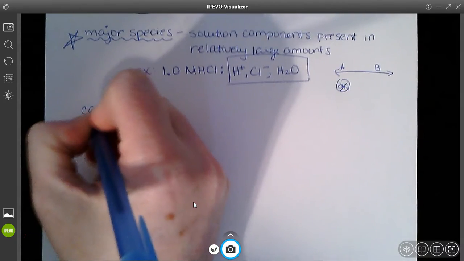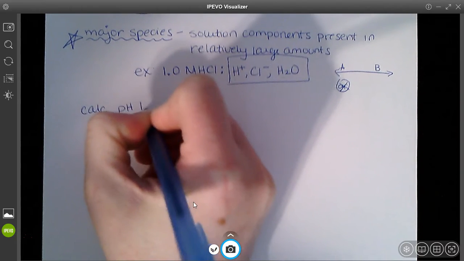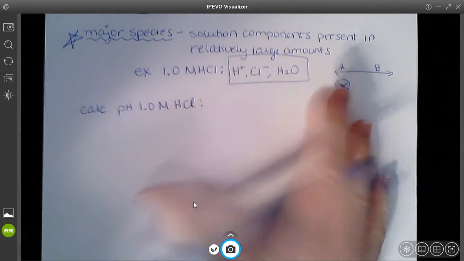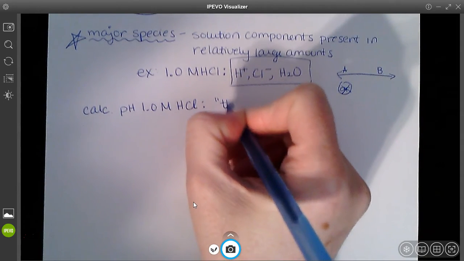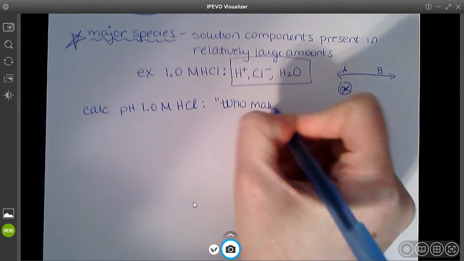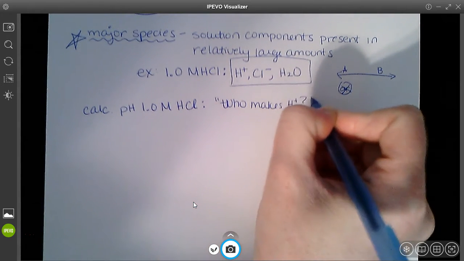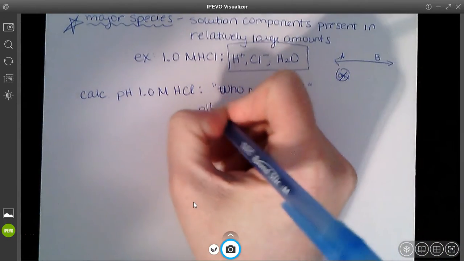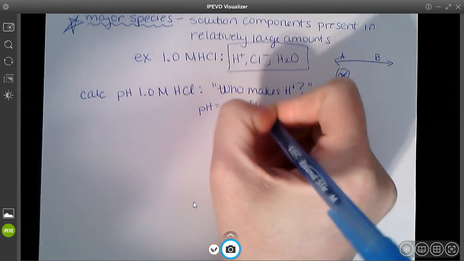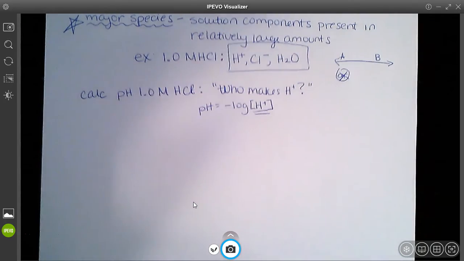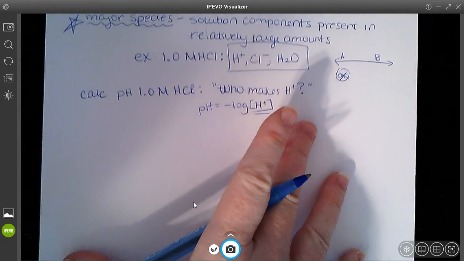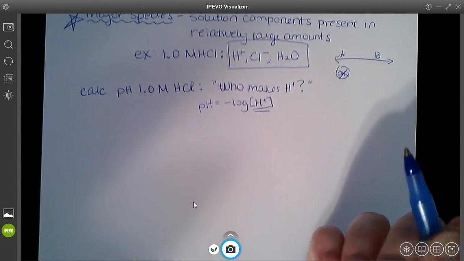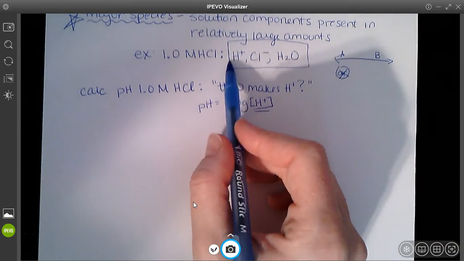So if I wanted to calculate the pH of my 1.0 molar HCl solution, then I've got to think about something. Who makes H plus? Because if you're calculating the pH, remember pH is the negative log of the concentration of H plus. So you've got to wonder, where did that H plus come from and how much of it do I have from that thing? So I've got two things that could possibly give me H plus. I've got water as it self-ionizes, and I've got my HCl.